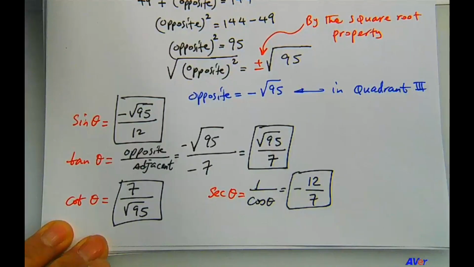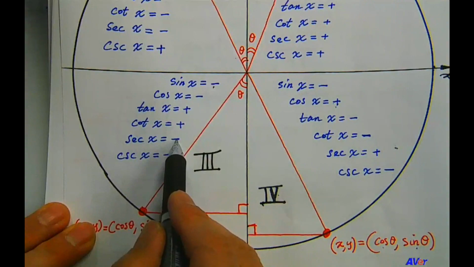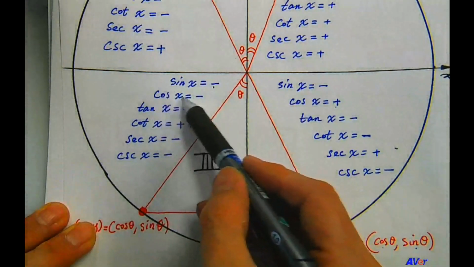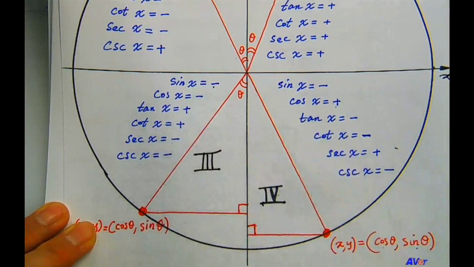And the secant function in the third quadrant is negative. We would expect that because it's the reciprocal of the cosine function. So 1 over any negative number is going to be a negative number.